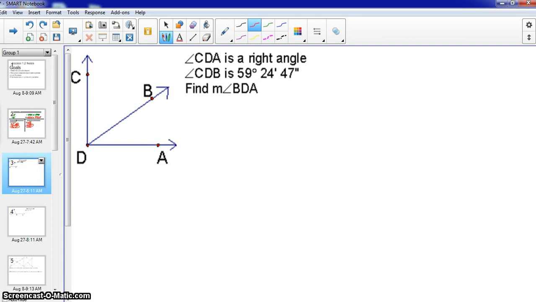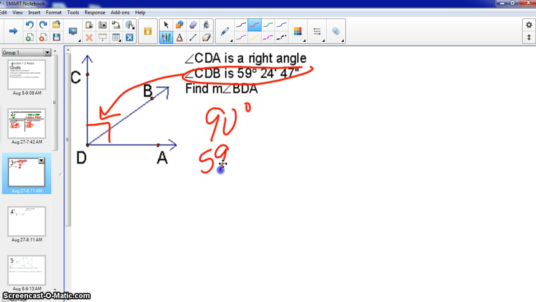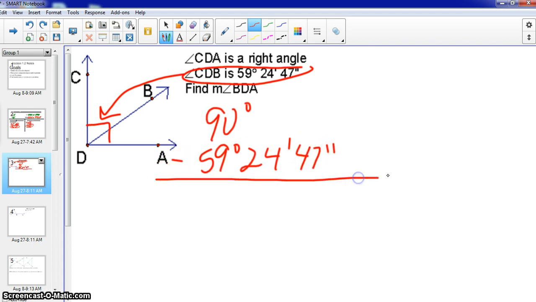In this next problem, we are given the fact that the entire angle is a right angle, and then we are given angle CDB being 59 degrees, 24 minutes, and 47 seconds. So to find the remainder, we need to subtract the angle that we are given from the right angle, which is 90 degrees. And this goes back to the previous slide why we were talking about needing to break down the 90 degrees. This does not allow us to subtract because we do not have the minutes or the seconds.